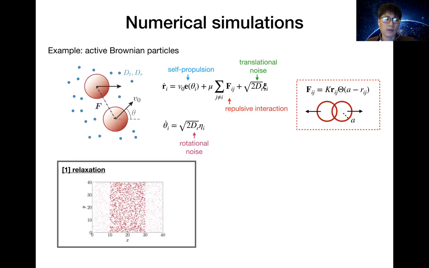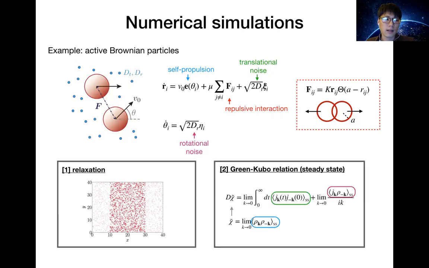First, we observe the relaxation dynamics. From the speed of relaxation, we directly measure D. Second, we deduce the transport coefficient using the Green-Kubo relation. To do this, we measure three correlation functions.